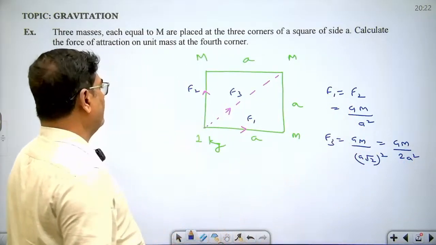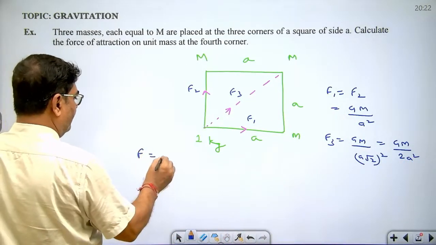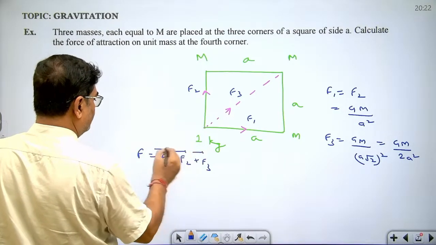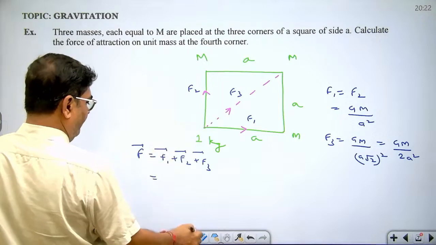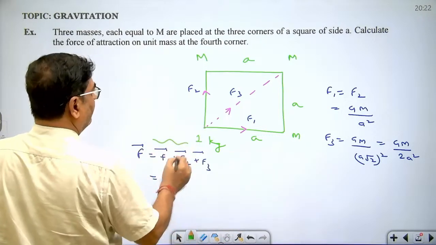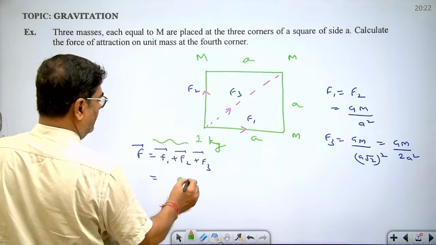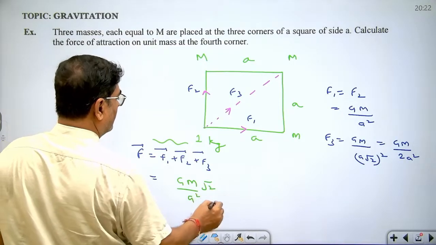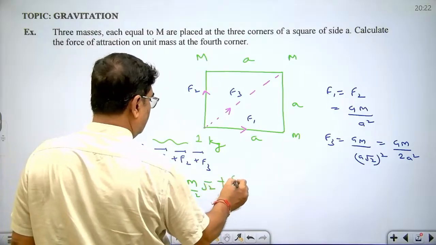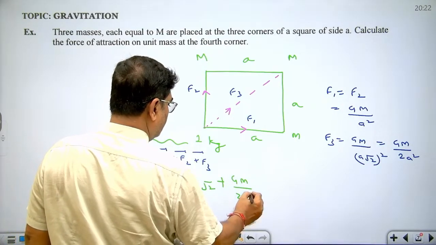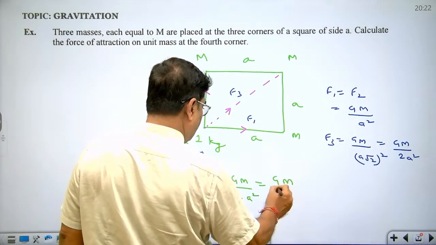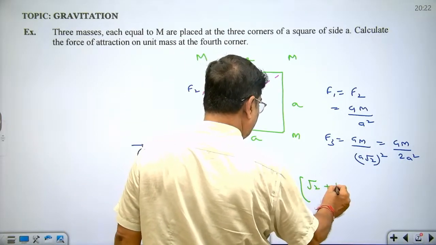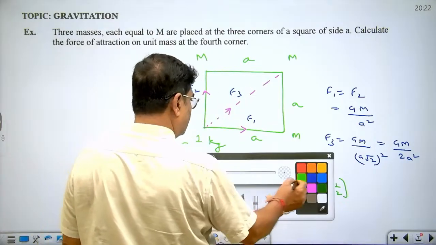Dear student, the resultant of F1, F2 and F3 is the final force. This is the resultant force because force is a vector quantity. If we take the resultant of F1 and F2, this will be F1 root 2. So Gm upon a square root 2 plus Gm upon 2a square. So the answer to the question is Gm upon a square into (root 2 plus 1 upon 2). This is the final answer.